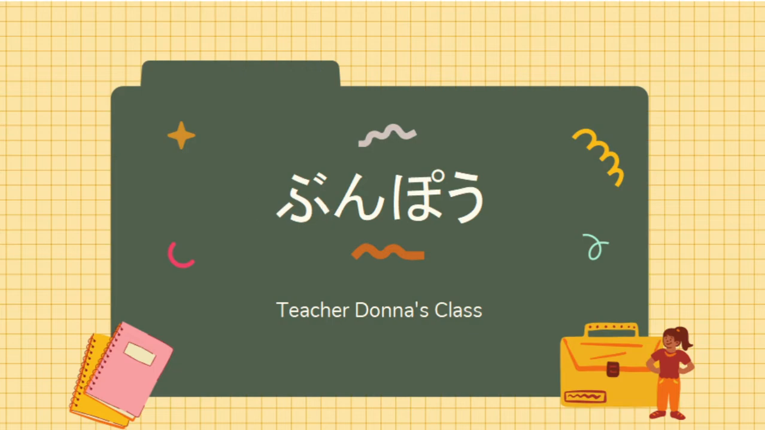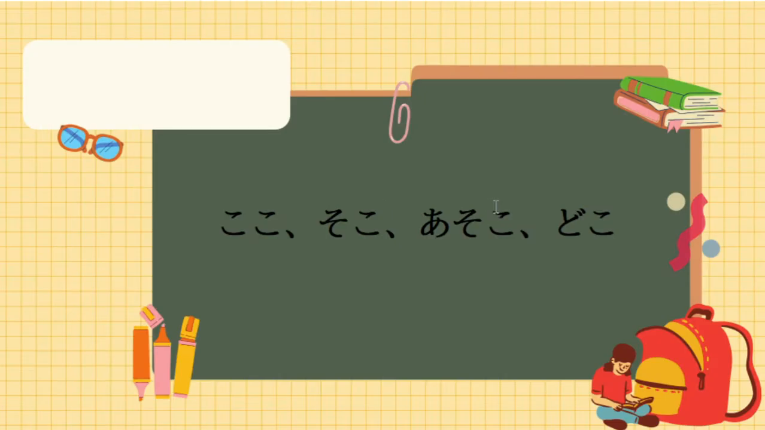Okay, hajimemashou. Let's start. First, we will discuss koko, soko, asoko, and doko. This is the same concept as kore, sore, are. But kore, sore, are is used to point things. This one is used to point places. So we have here the koko. Koko is used if the thing, or rather the place, is near you.